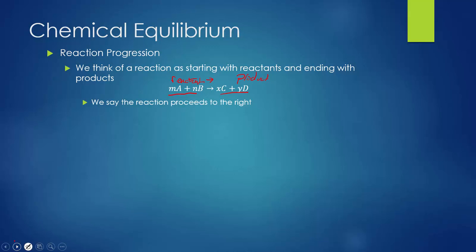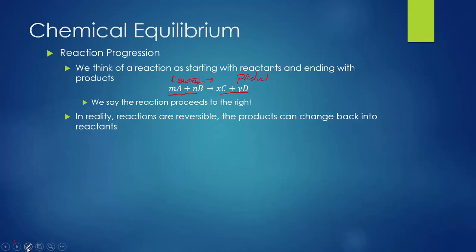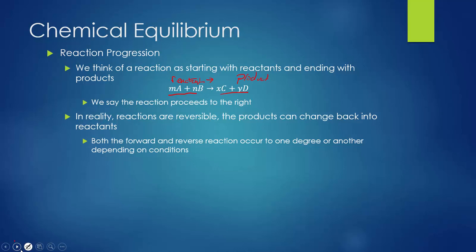But that's not the only way we can write this. So the reaction proceeding to the right is not the only way we can write this. And in fact, most reactions are reversible. The products can change back into reactants, and under the right conditions, they will. And so we actually get the reverse reaction. But we don't really want to say reactants over here and products over here. We just call this the reverse reaction. It proceeds to the left.